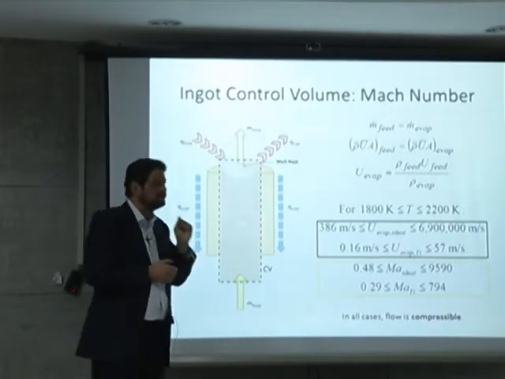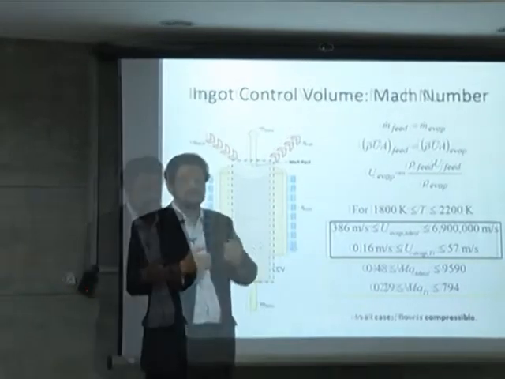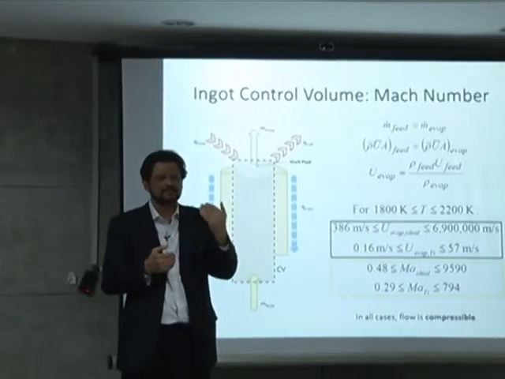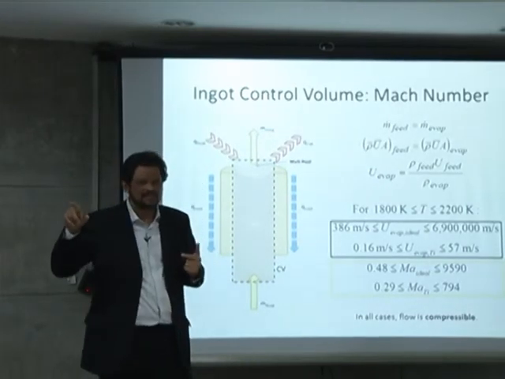Now the real definition of Mach number is a thermodynamic definition. Does anyone know the definition of Mach number? In terms of temperature, the Mach number is equal to the square root of gamma RT, exactly.